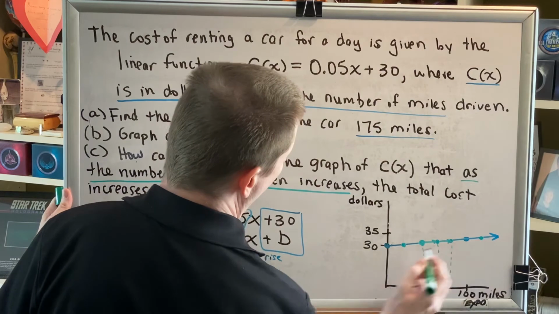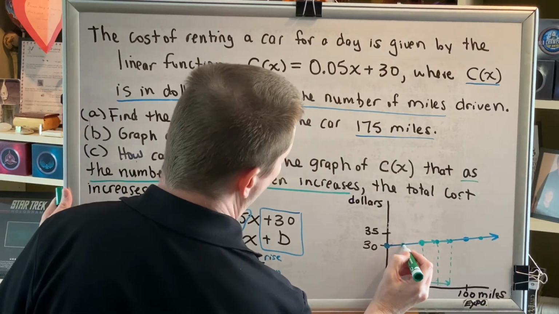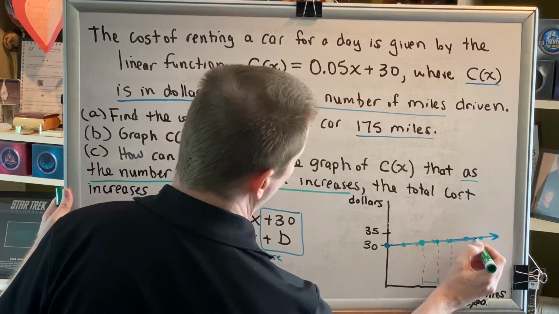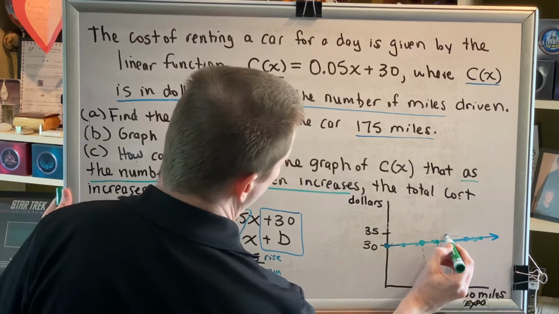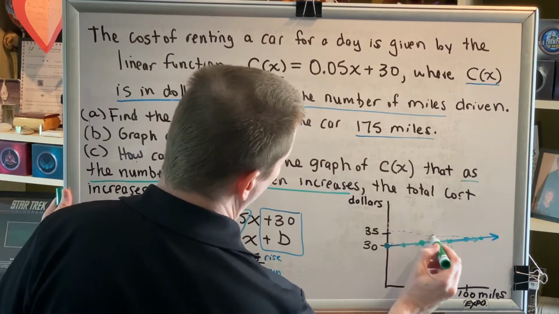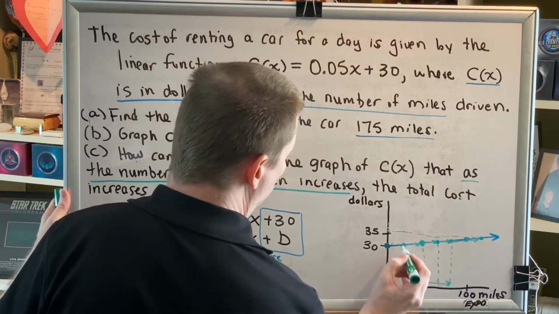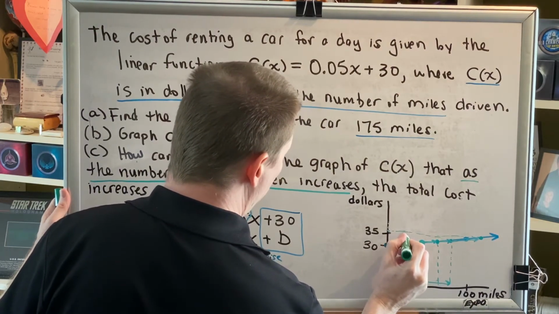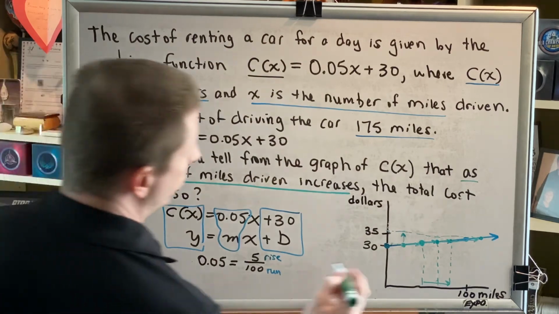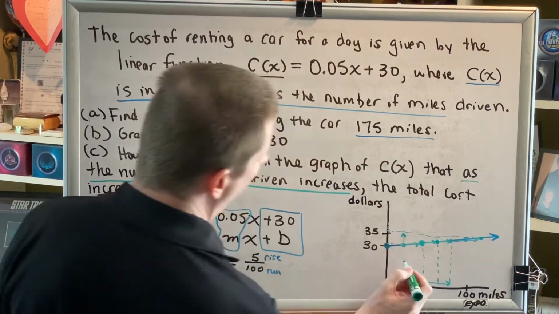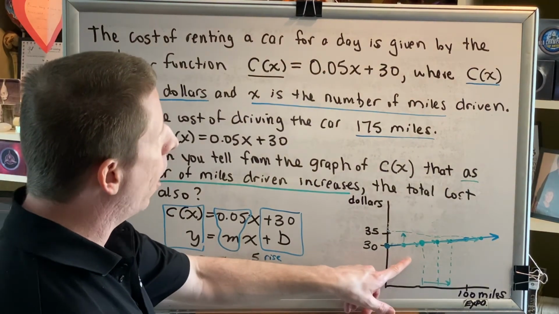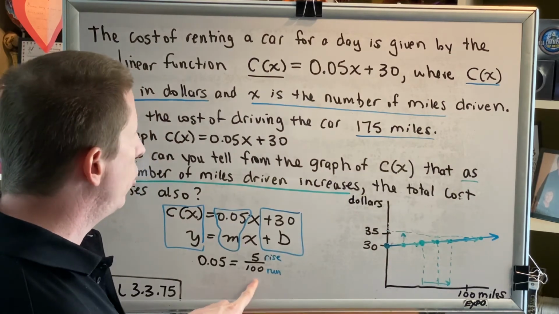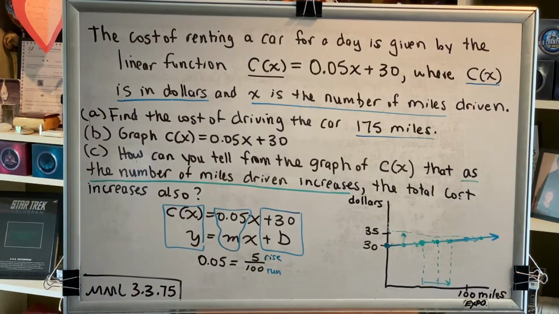I'll add a few more points to make that very clear. So as we're traveling from left to right, the cost is going from this value, a little bit above 30, to this value, a little bit above 35. So we are experiencing an up motion for the dollars when we experience a rightward motion for the number of miles. This idea of up and right is incorporated into our slope. So the direct answer to this last question has to do with the slope of the line.